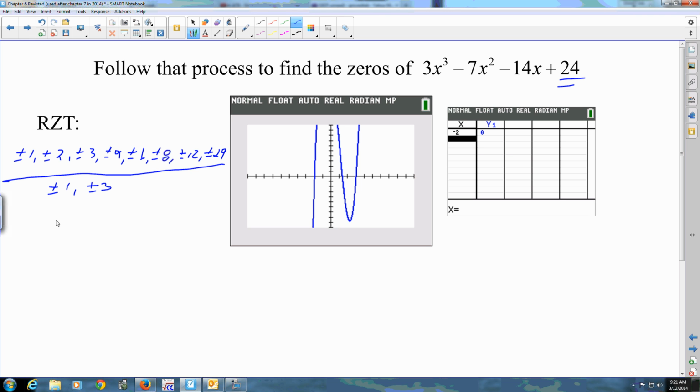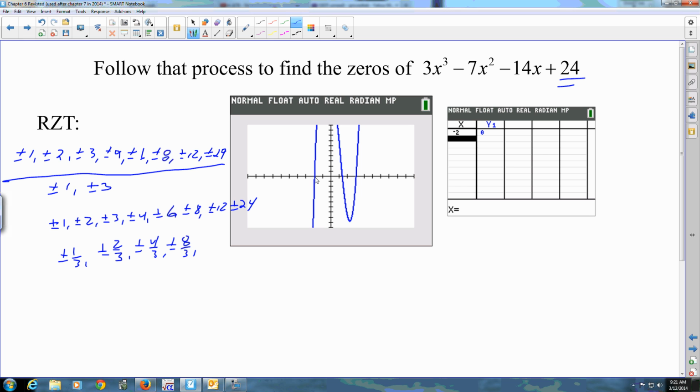Plus or minus 1, 2, 3, 4, 6, 8, 12, and 24. But then if the bottom is 3, you have plus or minus a third, plus or minus 2/3, plus or minus 4/3, plus or minus 6/3 is 2, so I need to write that 8/3. 12/3 is 4, 24/3 is 8. So those would be all your possible zeros.